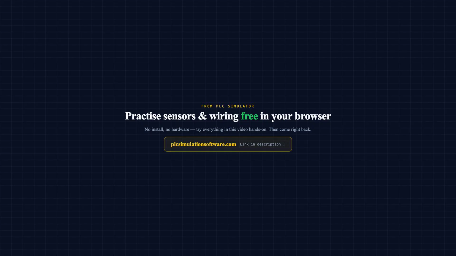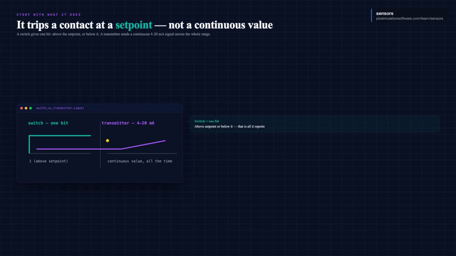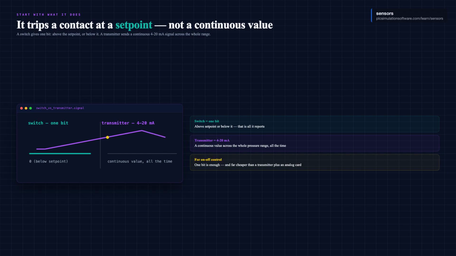Start with what it does. A pressure switch trips a contact at a pressure set point. That is the whole job. Pressure rises, the contact changes state. Pressure falls back, it changes back.